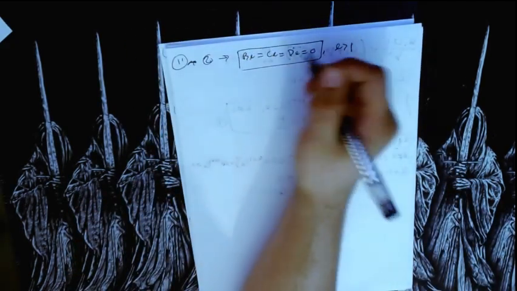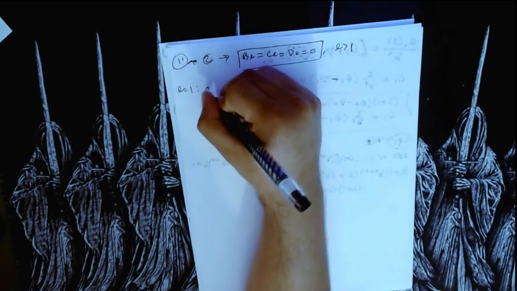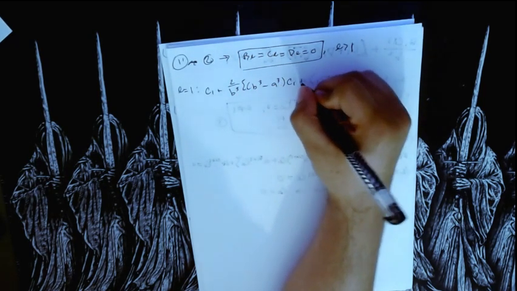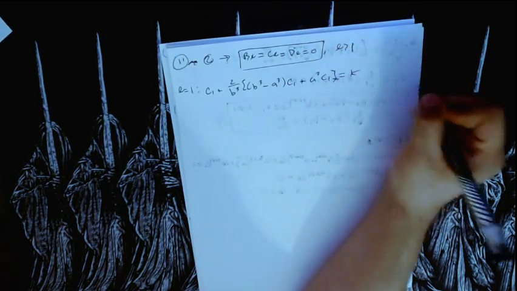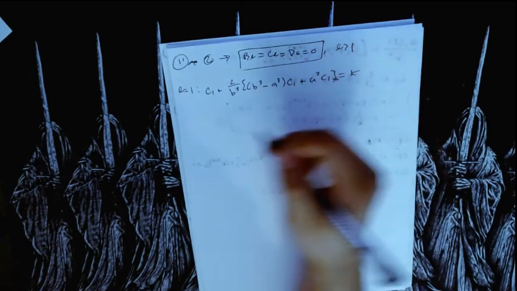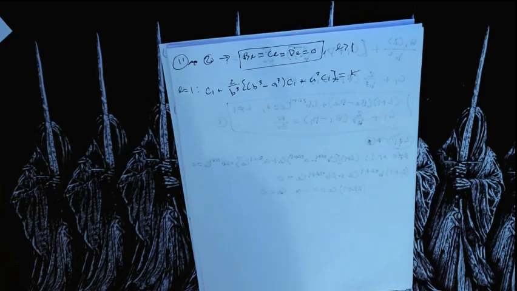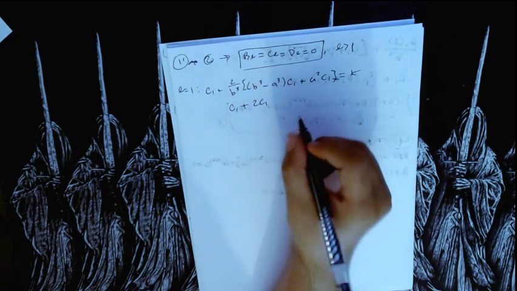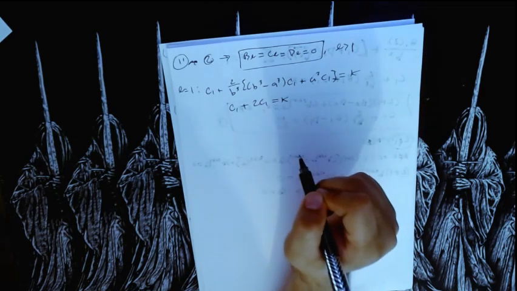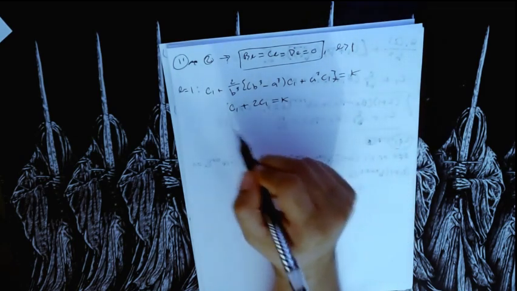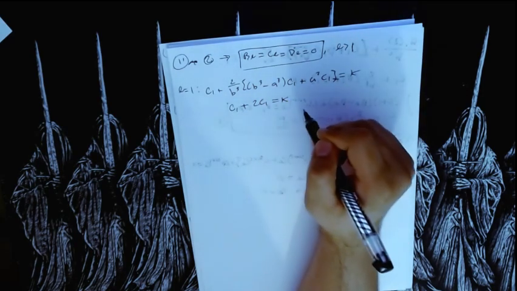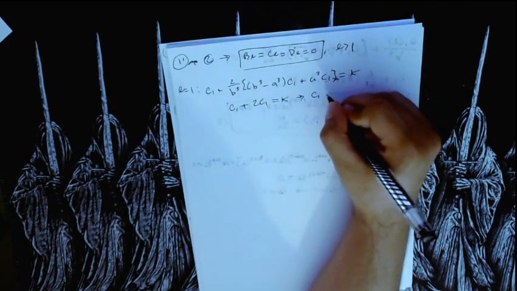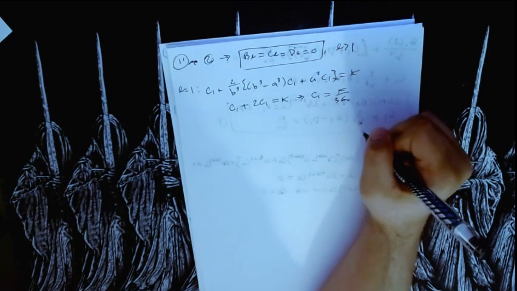Now for when L is equal to 1, I'm going to have C1 plus 2 over B to the third, B to the third minus A to the third, C1 plus A to the power 3, all equal to K. Through some algebra and arithmetic, we can boil this down to C1 plus 2C1 is equal to K. Once you work through the arithmetic, you'll end up with C1 plus 2C1 equals K. So then C1 has to equal K over 3 epsilon naught.